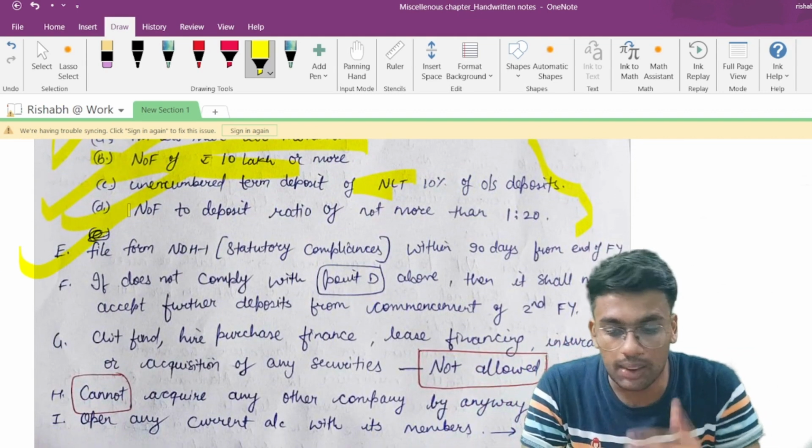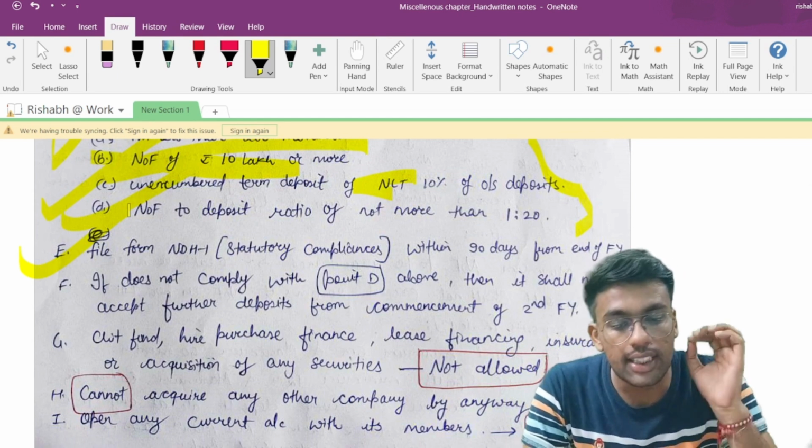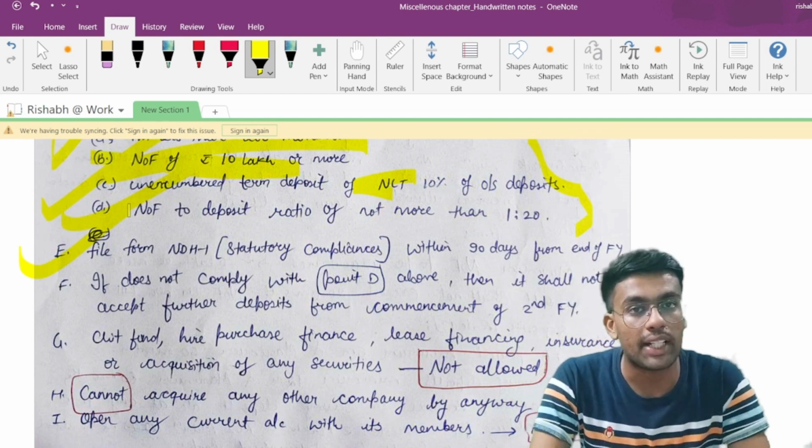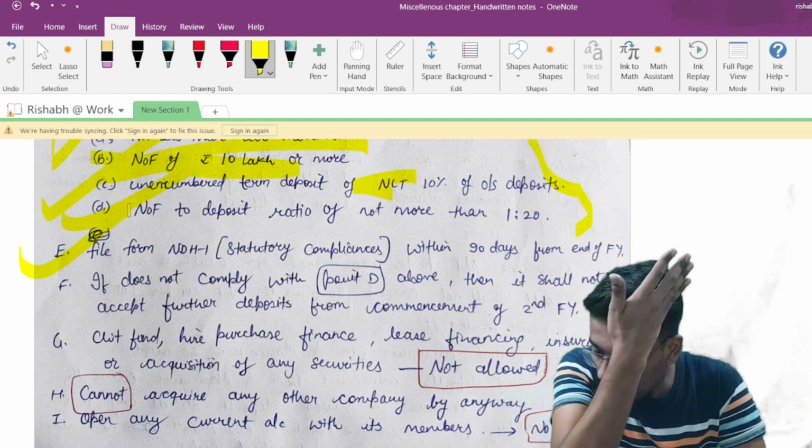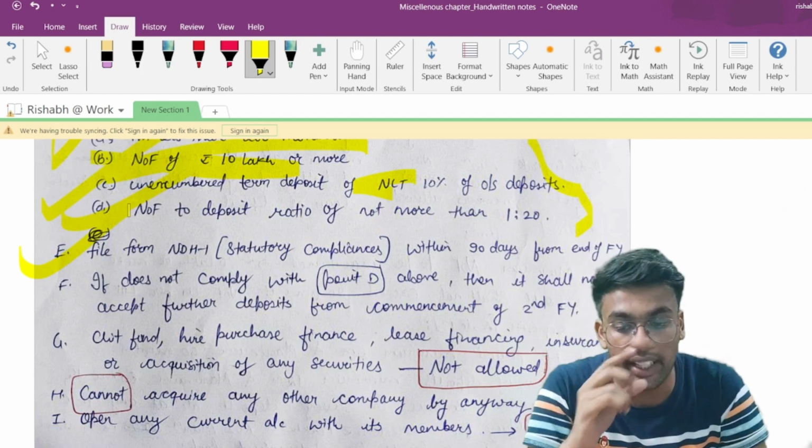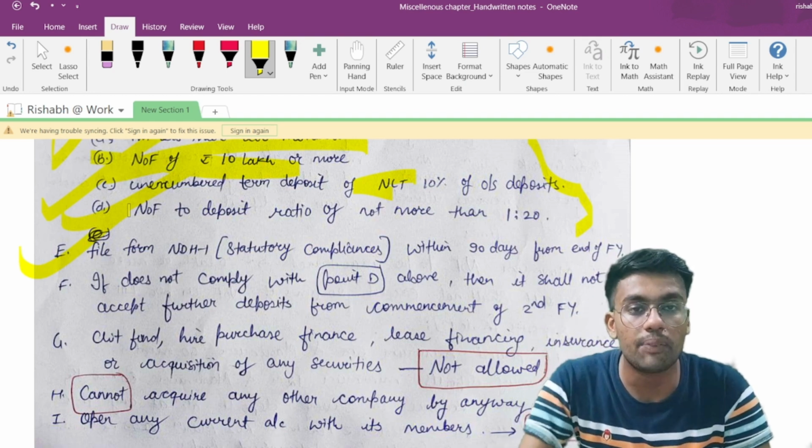Now, point number E talks about file form number NDH1, that is statutory compliance within 90 days from the end of financial year. That means any Nidhi Company who is registered as a Nidhi company has to file form number NDS1 within 90 days from the end of financial year.